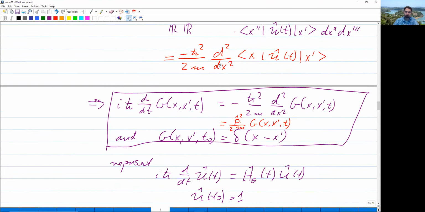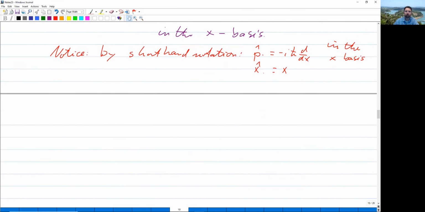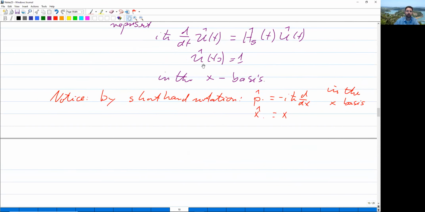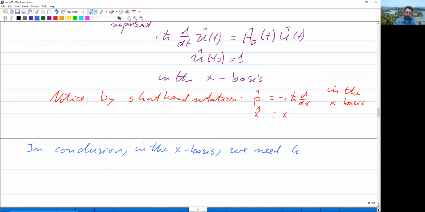So in conclusion then, in the X basis, we need to solve these two equations in order to get the time evolution operator, or in order to get the Green's function. It's the same thing, just one is abstract, one is in a basis.